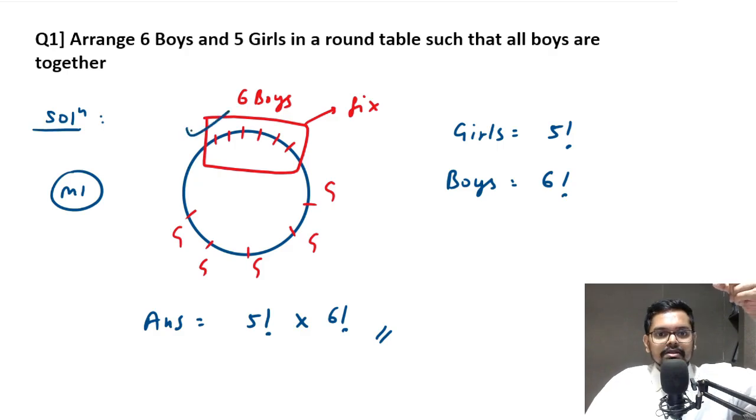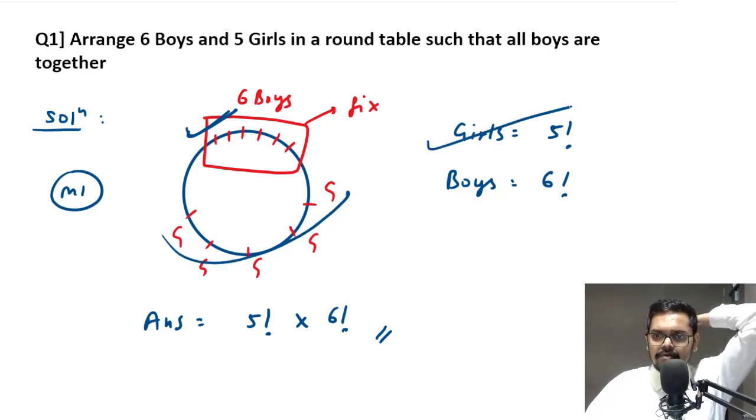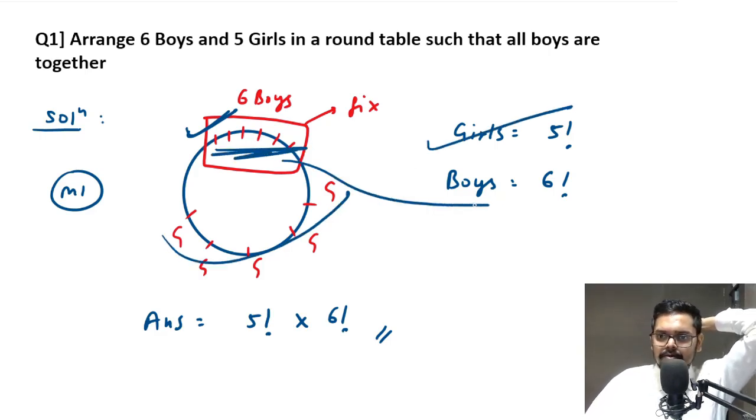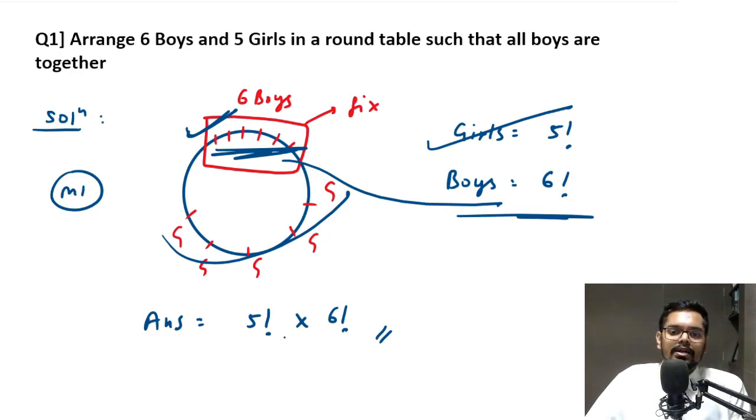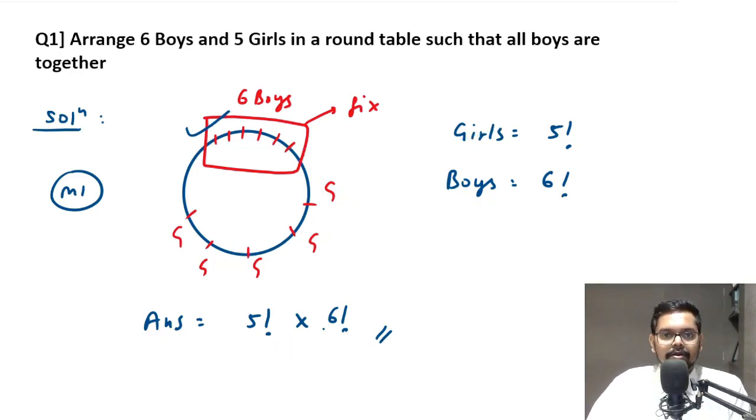I gave the circle a start by fixing this 1 player. And then the question is automatically a linear arrangement. 5 girls, 5 factorial ways, the box has 6 boys, so 6 factorial ways, multiply them, get the answer. Very much the linear arrangement concept, right?